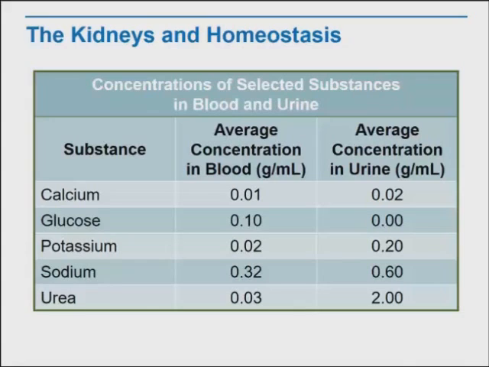How might the urea concentration vary in the blood and urine as a result of a high-protein diet? A high-protein diet includes more amino acids than a typical diet, so the urea concentrations in both blood and urine would increase as a result.